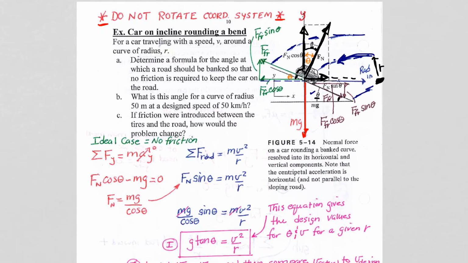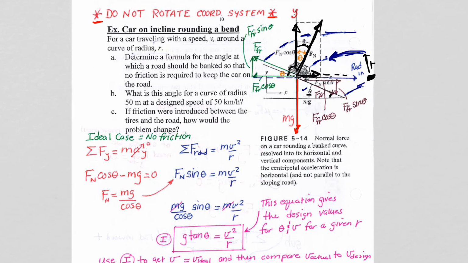Well, now we're in business. Force normal cosine theta minus mg equals 0, so I have an expression for force normal. In the radial direction, I do have a radial force. The normal force is providing a radially inward force, the sine theta component of force normal. Force normal sine theta equals mv squared on r. So that force is allowing us to stay in circular motion without friction at all.